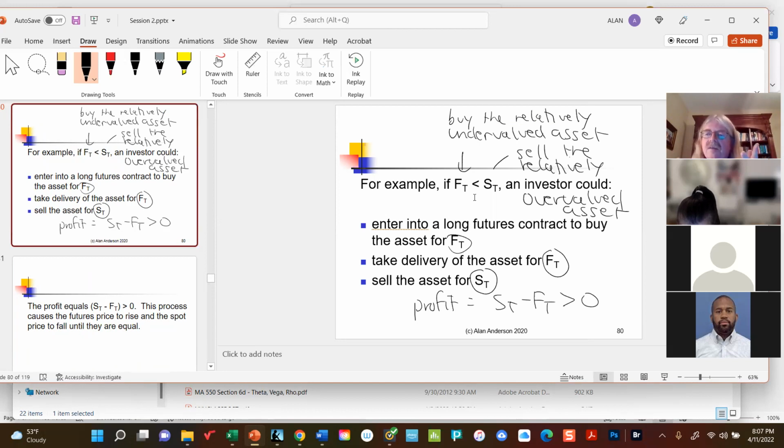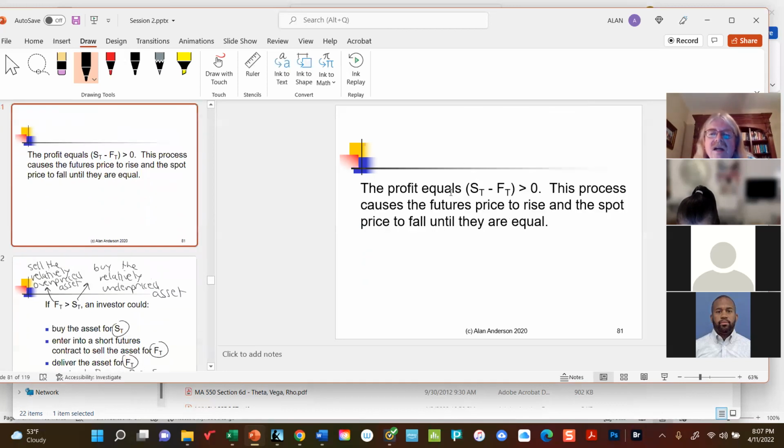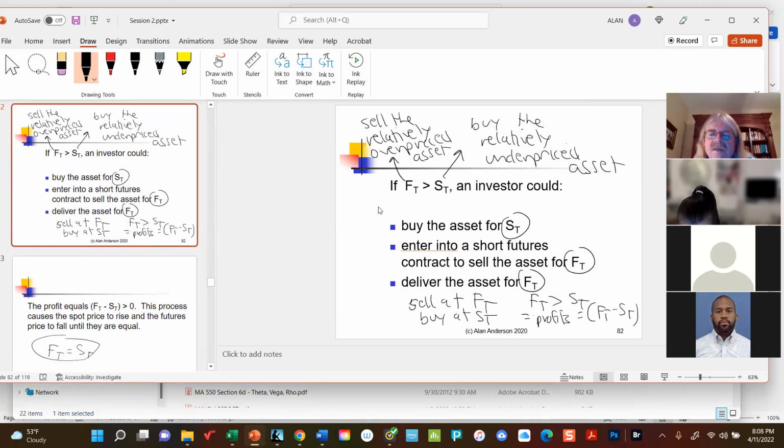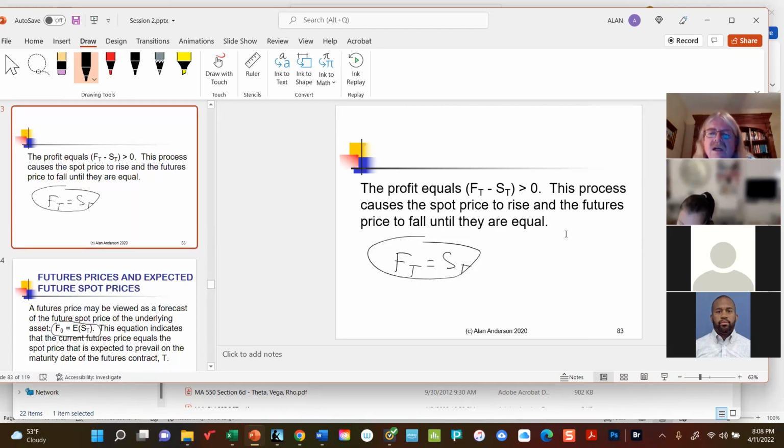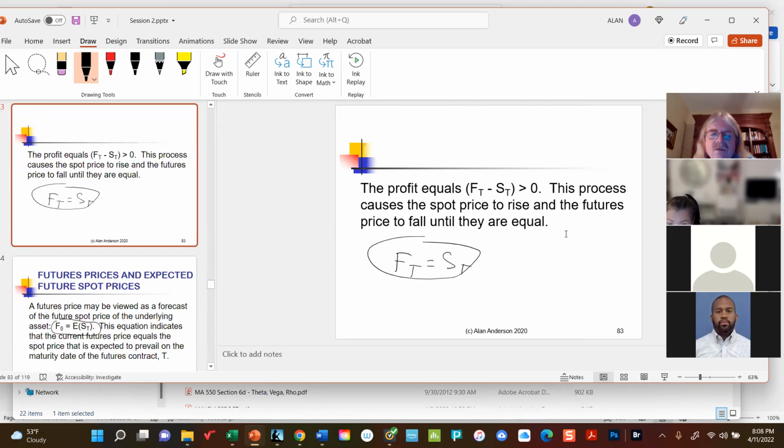profit. Not a problem. Now, if F is too high, then we sell F: we enter into a short futures contract to deliver the asset for the price F_T. We deliver the asset and collect F_T, and we end up with a profit of F_T minus S_T, which is positive. Any way you look at it, if they're not equal to each other, we end up with the same price, because after the arbitrages take place, the prices switch until this is what happens.